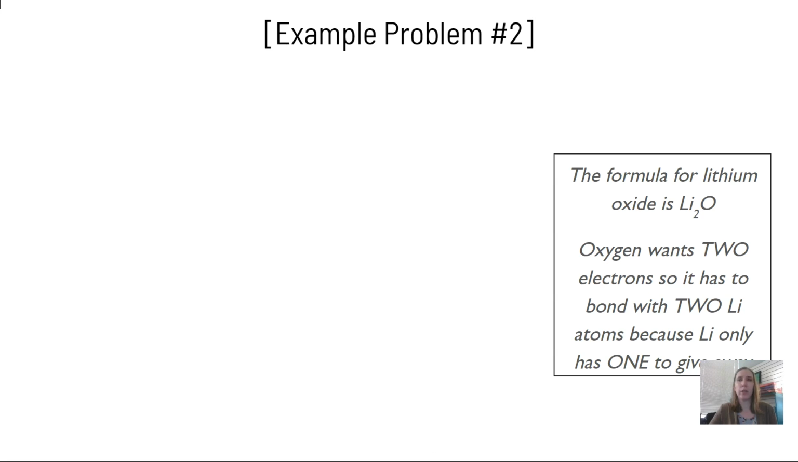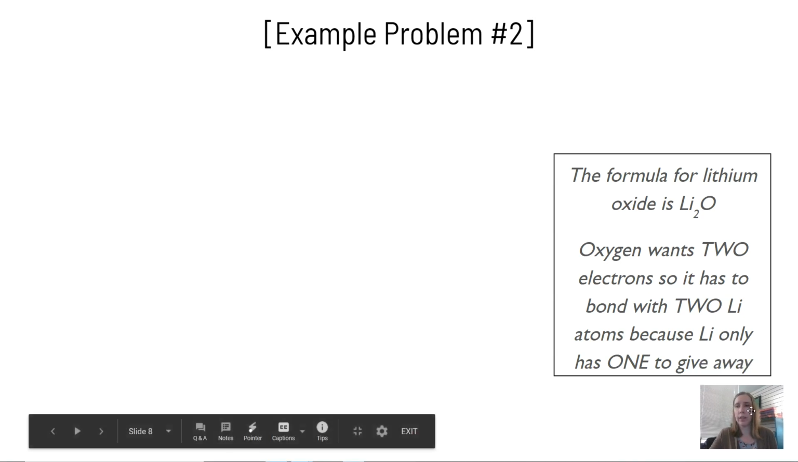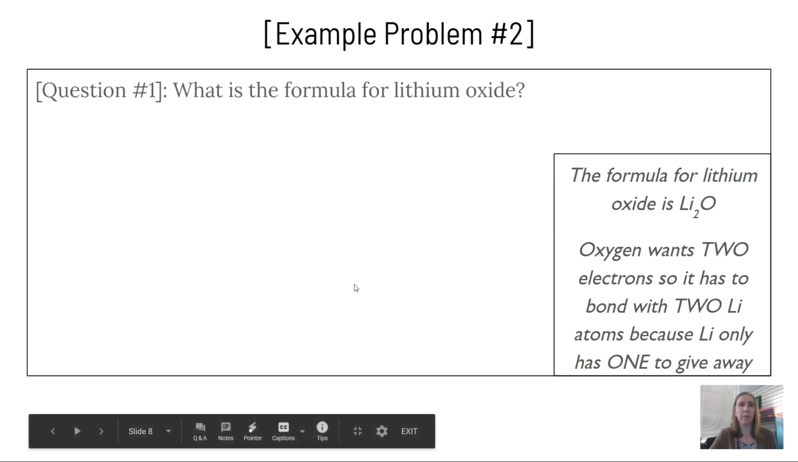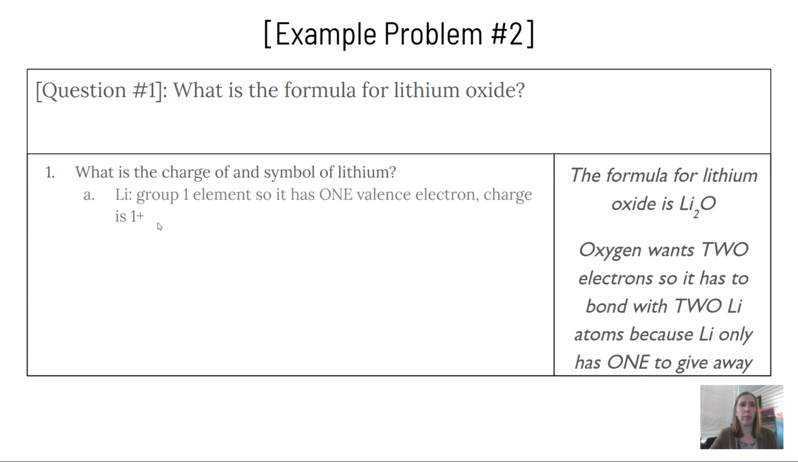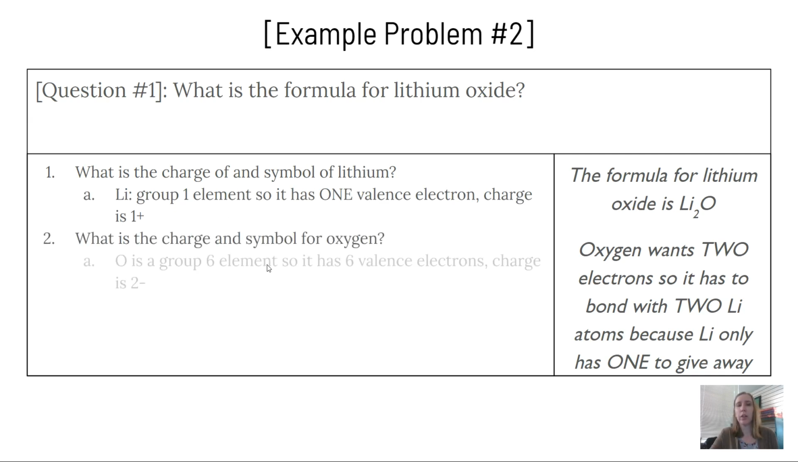Okay, so you've gone through on your own and you have tried example problem number 2. Our question was, what's the formula for lithium oxide? Step 1 is, what's the charge and symbol of lithium? Lithium is a group 1 element as well, so it has 1 valence electron. Charge is +1. What's the charge and symbol for oxygen? Oxygen is a group 6 element, so it has 6 valence electrons and its charge is 2-.